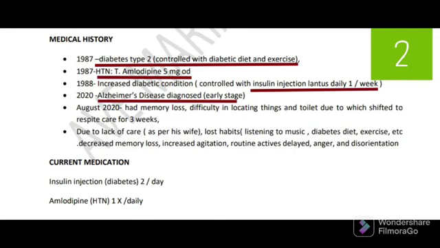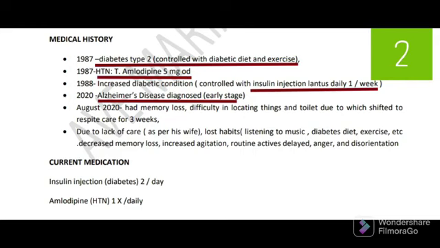Diabetes type 2 since 1987, hypertension since 1987, and on amlodipine 5 mg OD, and the patient is on insulin Lantus daily, once per week. Then from 2020, the patient has Alzheimer's disease, and because of that he now has memory loss, difficulty in locating things and the toilet, due to which he was shifted to respite care for 3 weeks.